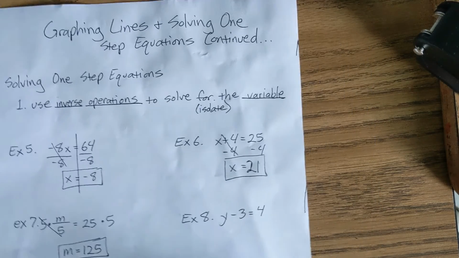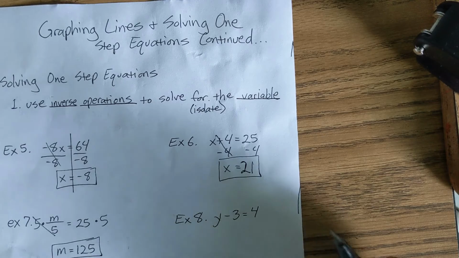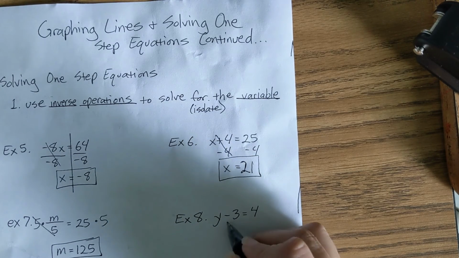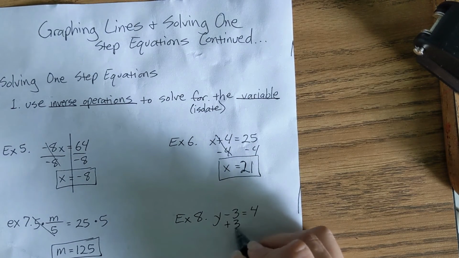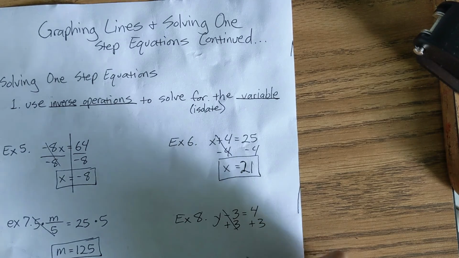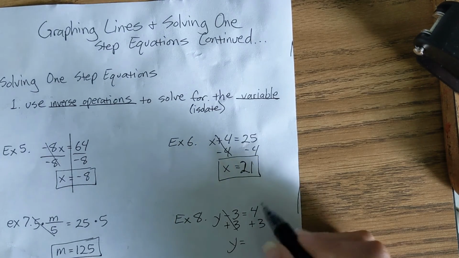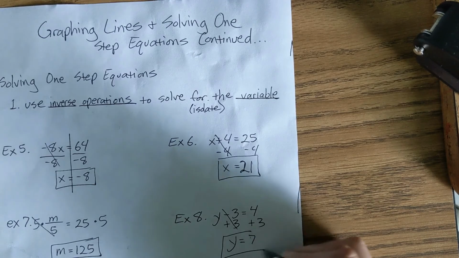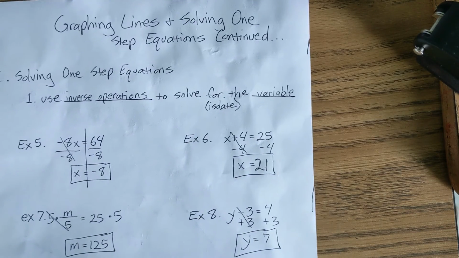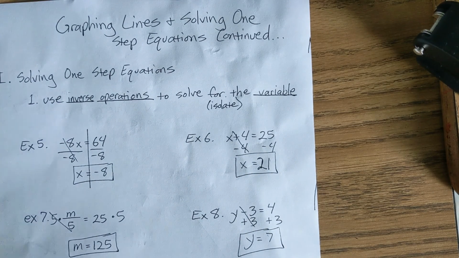And then lastly, we've got this one, y minus 3 equals 4. So we're going to do the opposite of subtracting 3, which would be to add 3 to both sides. That'll cancel. Y is going to be equal to 4 plus 3, which is 7. So easy peasy. Should be able to do this in like 10 minutes.